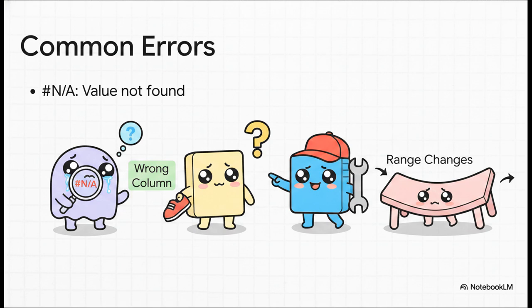And error number 3 happens when your table range changes. If you insert rows or copy the formula down, your whole table shifts. To fix this, just convert your data to an Excel table or use absolute references by adding those little $ signs, locking it to A2 through D100.